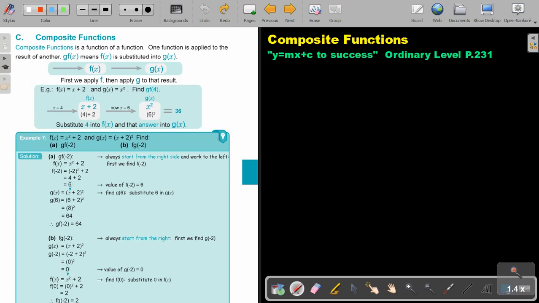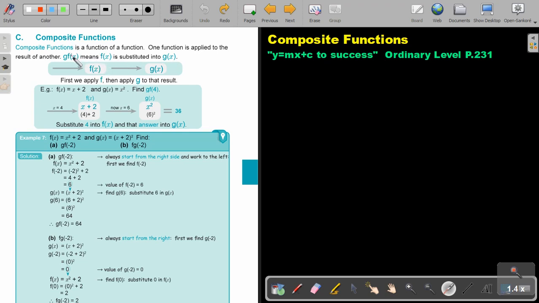In this final video on functions, we are going to focus on composite functions. You will find this on page 231 in the Namibian Ordinary Level Mathematics textbook, y equals mx+c to success. Composite functions is a function of a function. One function is applied to the result of another. Say for example, g of f of x means f(x) is substituted into g(x).